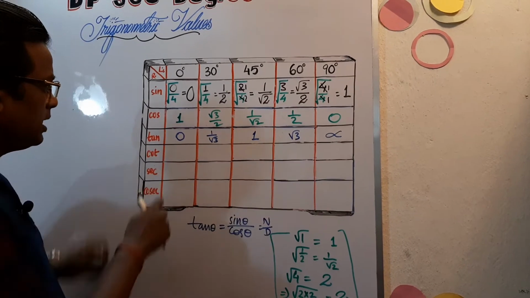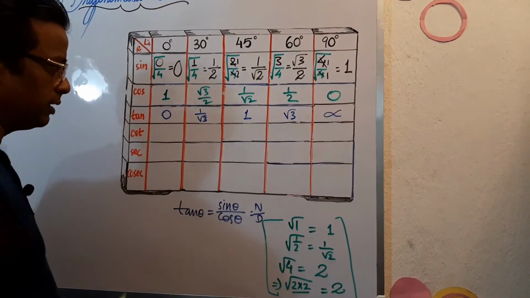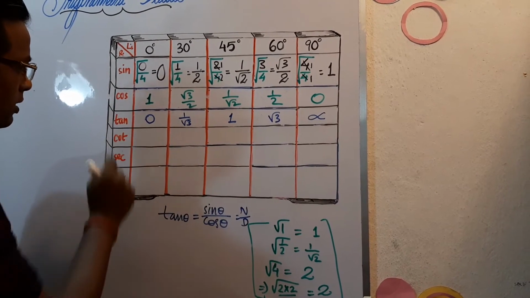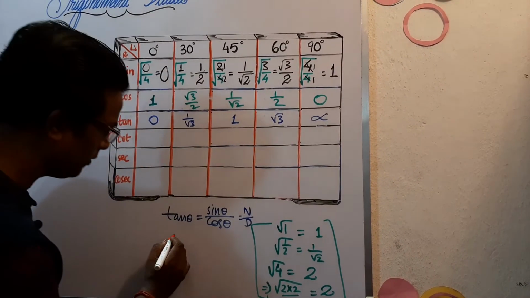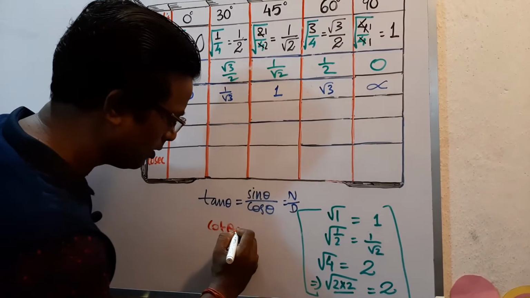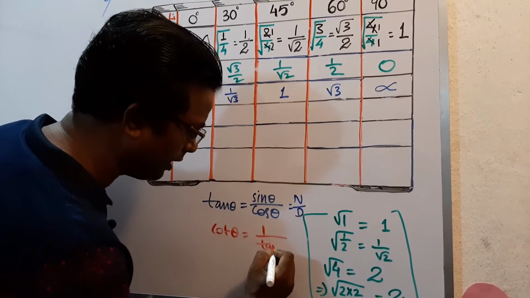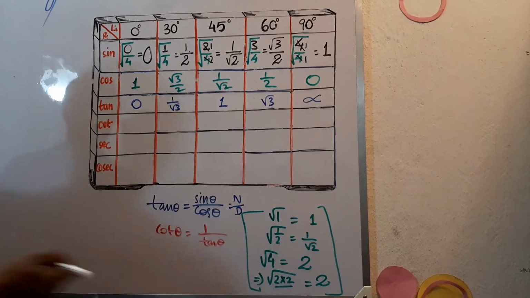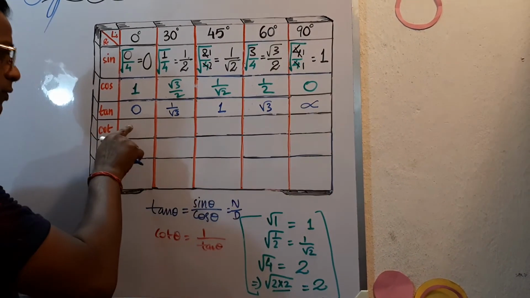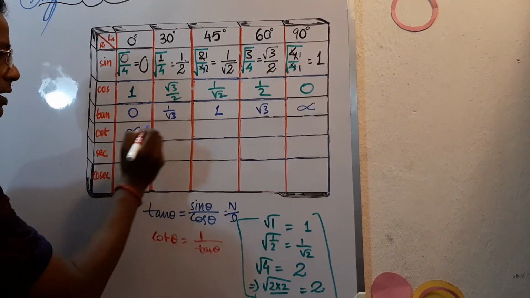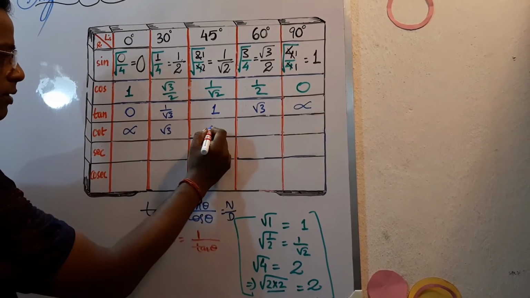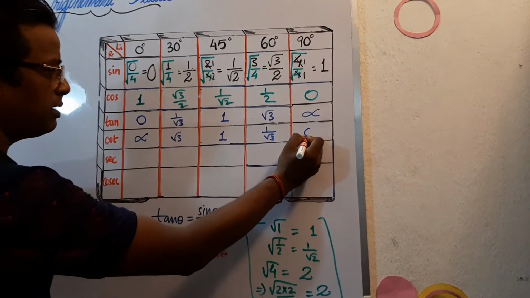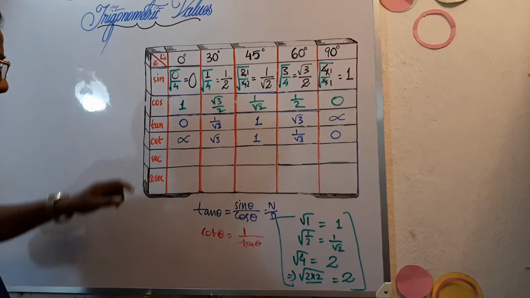Now, once you have found out the values for tan, then cot, we know, is the inverse, 1 upon tan theta. Whatever values you have found for tan, you just write for cot. So tan goes from 0 to infinity, and cot goes from infinity to 0: infinity, root 3, 1, 1 upon root 3 and 0. See how easy it is.